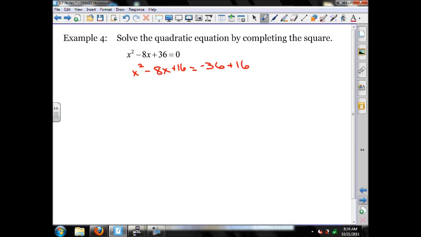Rewrite the left side as the square of a binomial. And combine your terms on the right. Square root both sides, making sure we remember to include a plus or minus. No. That's when you do negative 8 divided by 2, you get negative 4. Negative 4 squared, negative 4 times negative 4 is a positive 16. Yeah, when you complete the square, you'll always get a positive number.